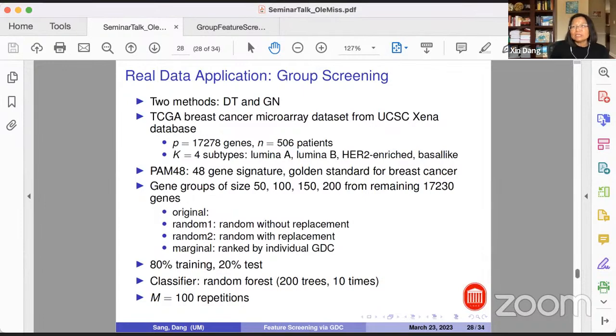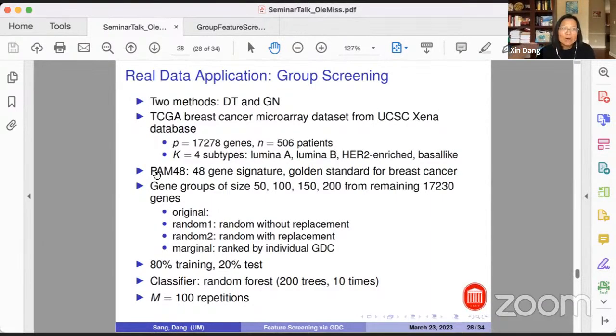For this one, we're doing group screening, and only 2 methods are available. MV, AD, and R square only do individual screening, so we only compare with the distance correlation. We use the breast cancer gene data, with dimension 17,278 genes and 506 patients, and K equal 4 subtypes of cancer.